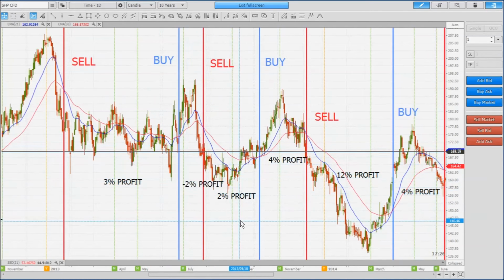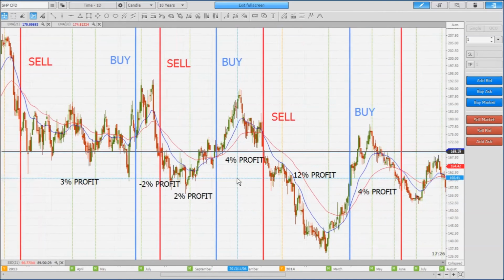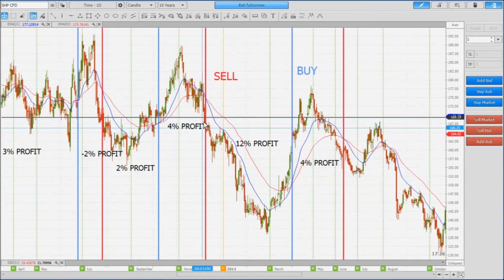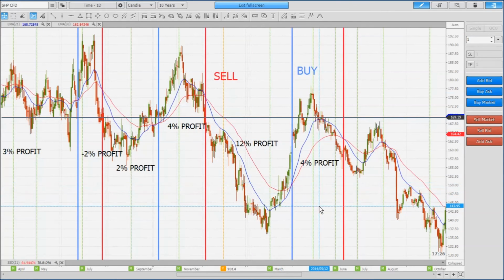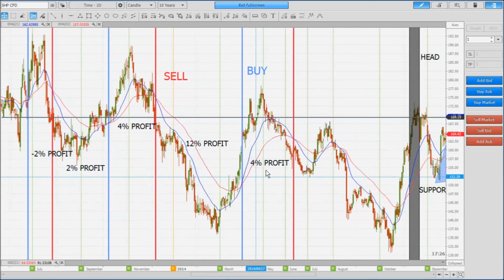Here, losing 2%, gaining 2%, gaining 4%, and here, gaining a nice 12% profit as the 21-day crossed below the 50, which entered the trade. The trade was held until the 21-day crossed above the 50 again. After that, another 4% was banked.